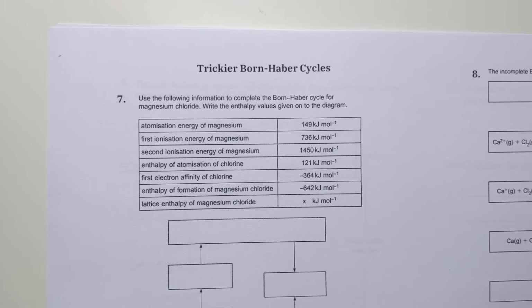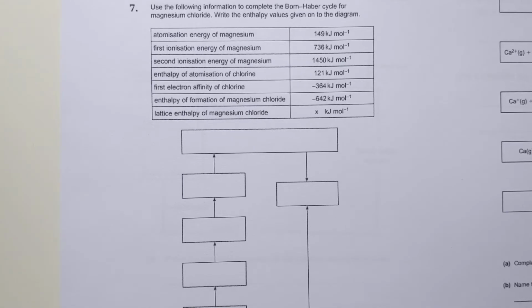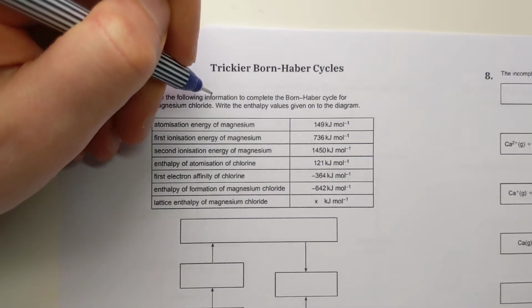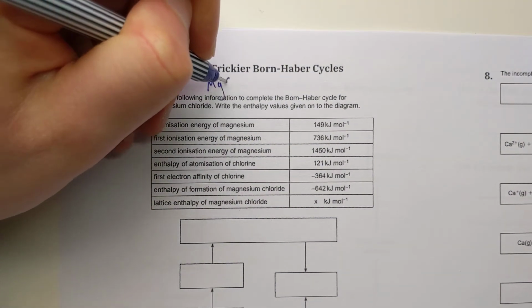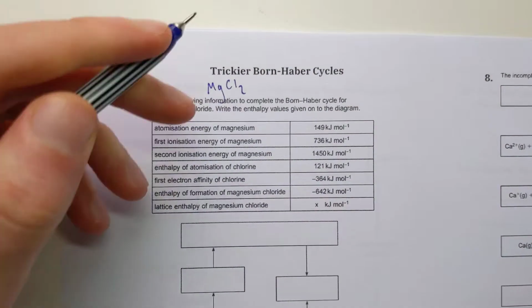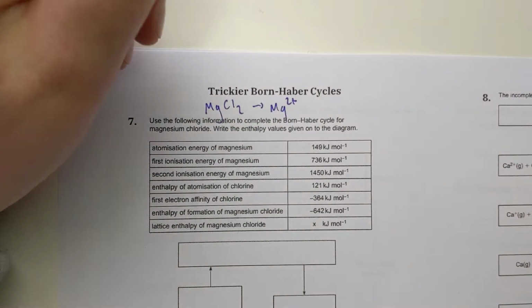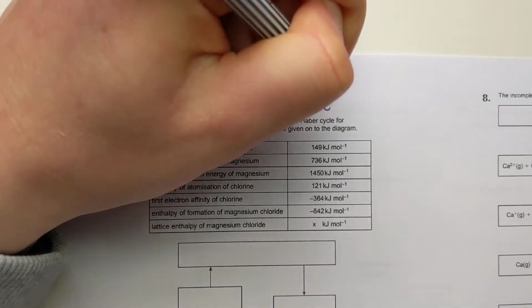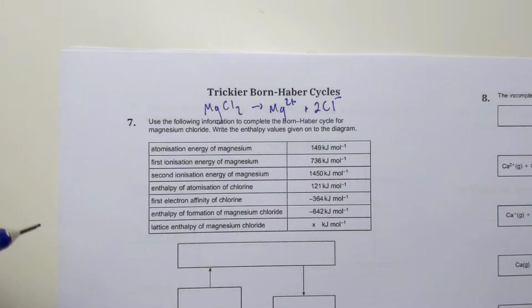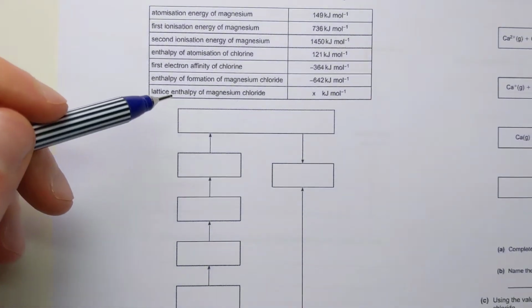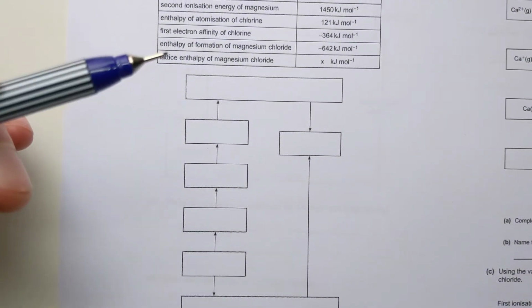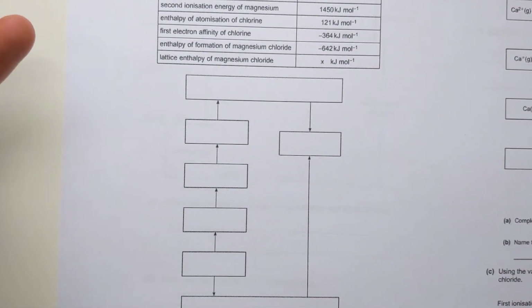So the first question talks about magnesium chloride. So obviously, just writing the formula first. Magnesium's in group 2, chlorine's in group 7. So we've got a magnesium 2 plus ion to worry about instead of just a 1 plus ion, and we've got 2 chloride ions to worry about as well with this. So they've given you nothing in the Born-Haber cycle apart from the boxes, so you have to fill in pretty much all the changes yourself.